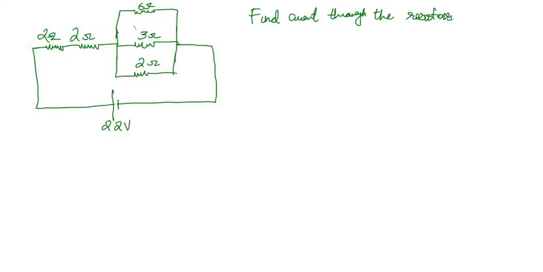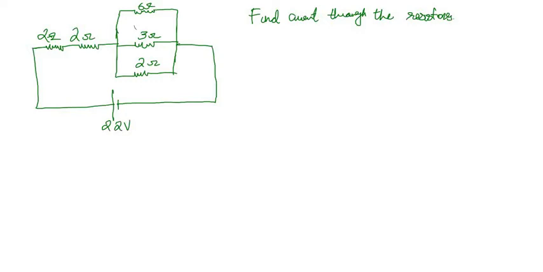In this video, we are going to find the current through all the resistors. As you see, there are 2 ohm, 2 ohm, 6 ohm, 3 ohm, 2 ohm, and a 22-volt source in this circuit. So the first step is to look at the method by which we can solve this question.